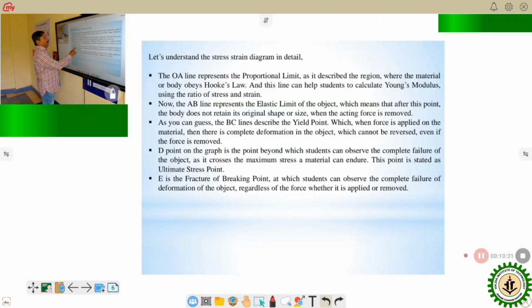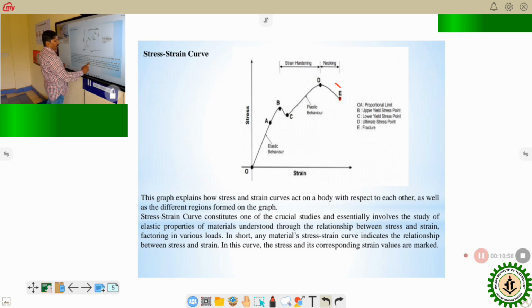Here, D point on the graph is the point beyond which students can observe the complete failure of the object as it crosses the maximum stress, and this point we are saying is the ultimate stress point. After that, whatever we have just now shown to you, E, the final point, that is the fracture or breaking point. Okay, at that point fracture happened. That is the last point in this region.